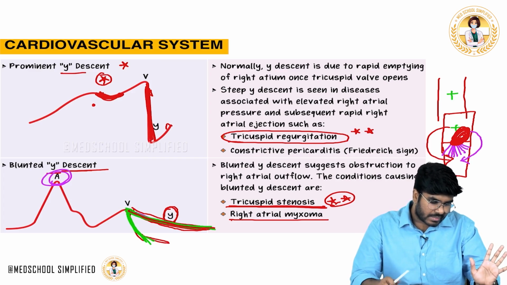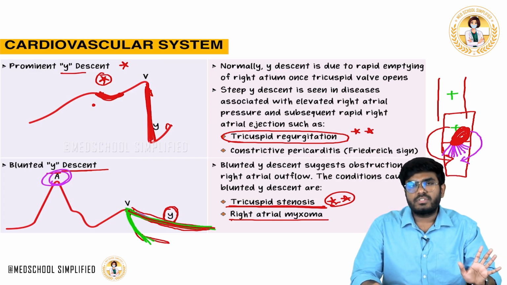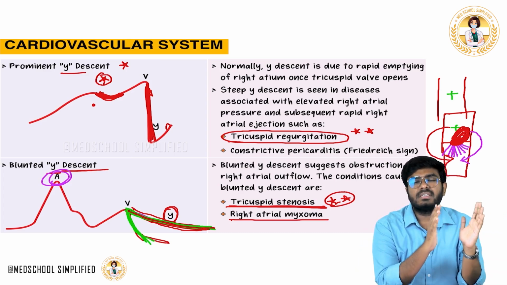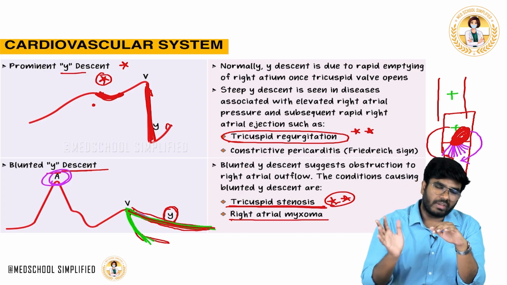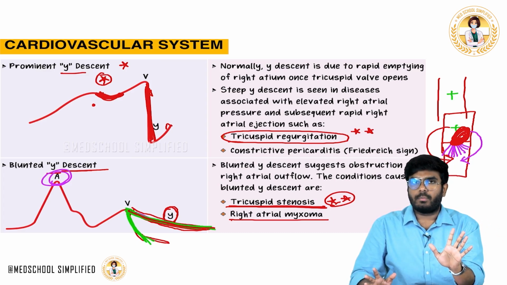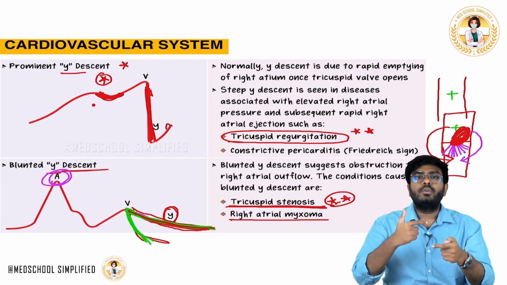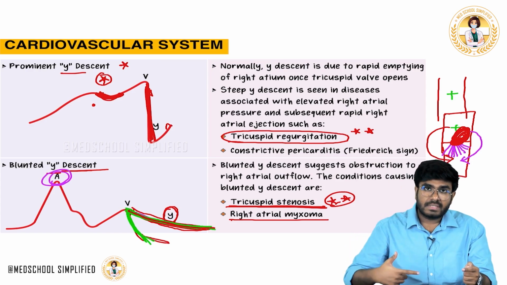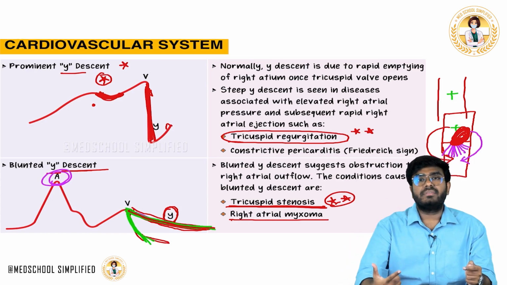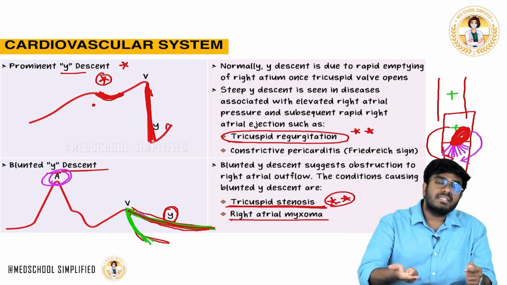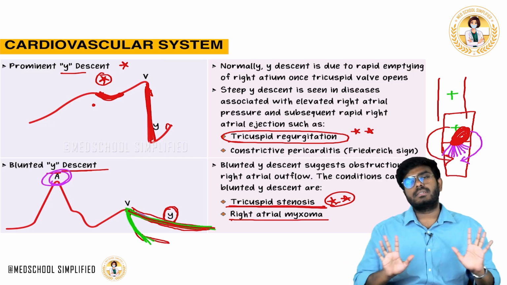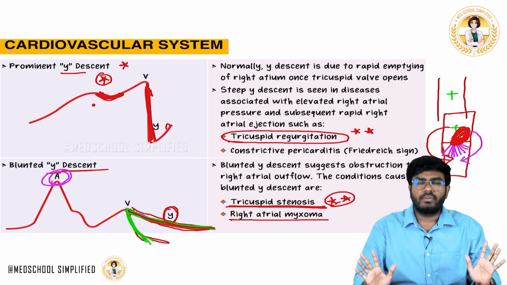So with this I have discussed all the important points which you need to know for your exam: normal jugular venous pressure changes, A wave, C wave, X wave, Y wave, and abnormalities. Think logically to yourself why there are tall A waves, cannon A waves, absent A waves, prominent X descent, blunted X descent, prominent Y descent, blunted Y descent. If you know this, that will be more than enough for your exam.